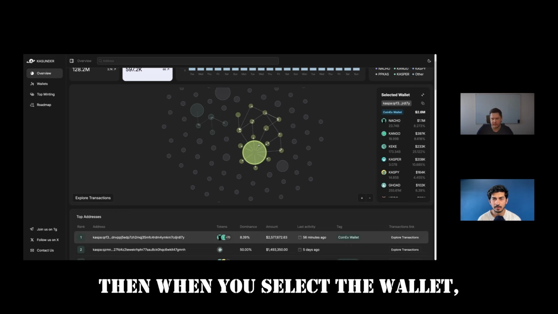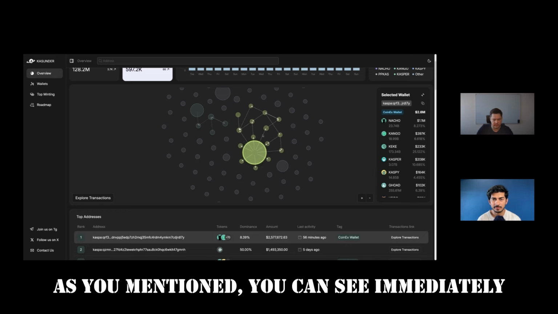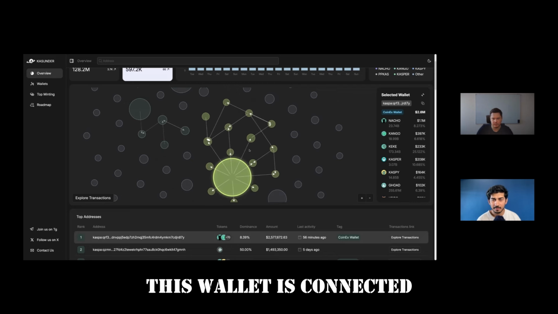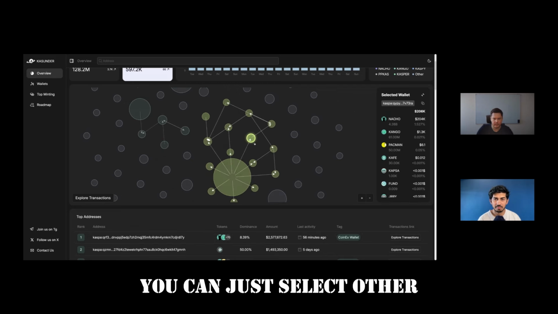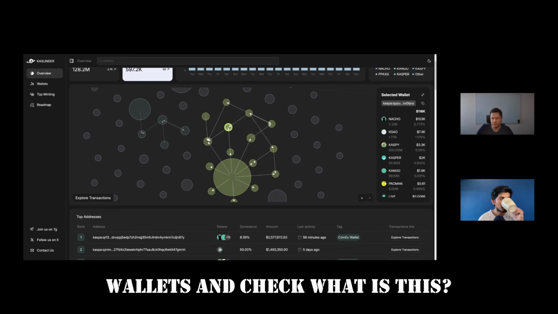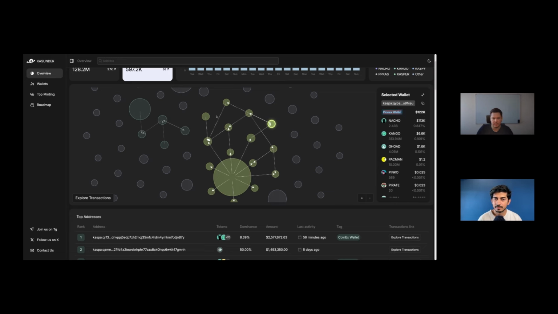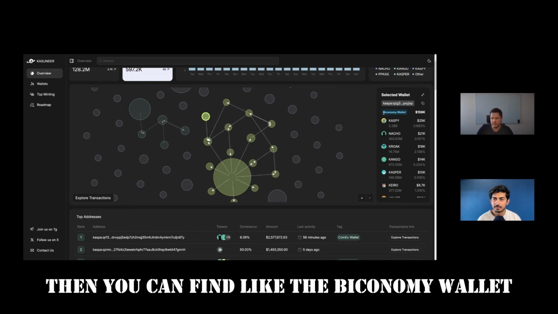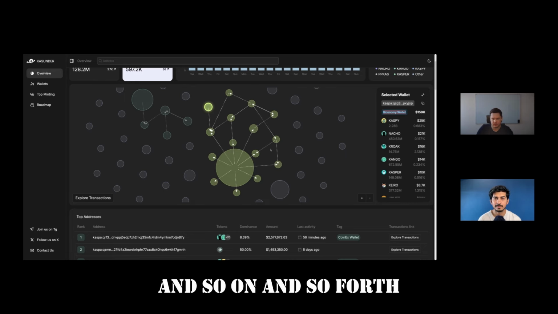Then when you select the wallet, yeah, as you mentioned, you can see immediately with which wallets this wallet is connected. You can just select other wallets and check what this is. For example, this is the Pionex wallet. Then you can find the economy wallet and so on and so forth.